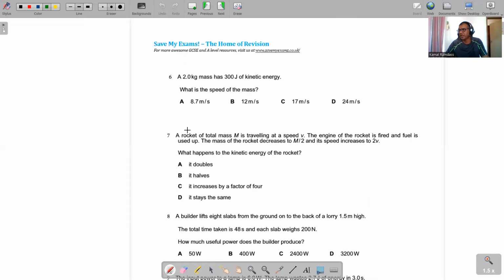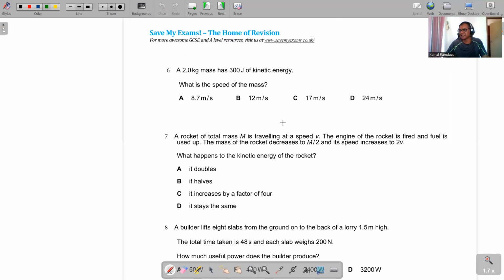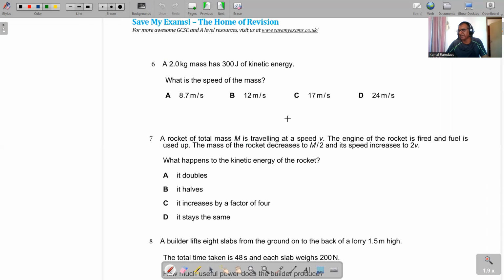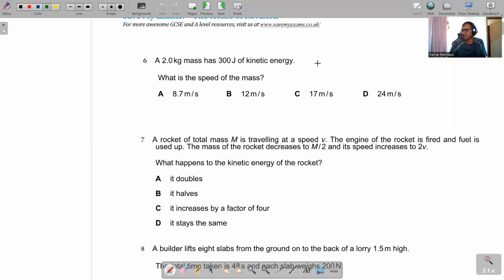Sixième question. A 2 kg mass has 300 joule of kinetic energy. What is the speed of the mass? mv square over 2 is equal to 300. V square est égal à 2 fois 300 divisé par m. M, c'est 2. V est égal à route de 300. OK. Route de 300, il vient 17 quelque chose, hein, non? 17.32. What is the speed? C'est 17.